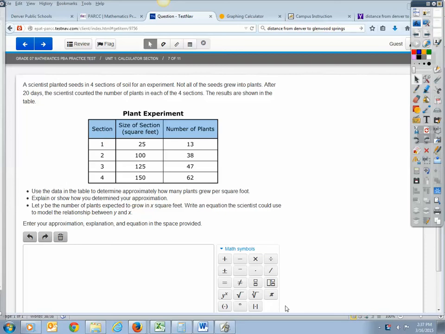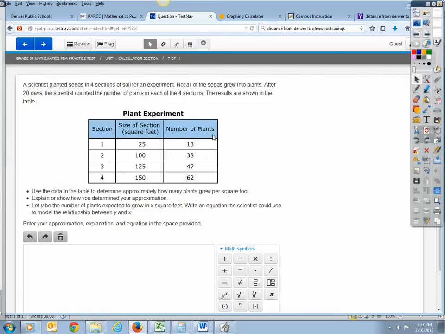So we have the size of the section, and we have the number of plants. And then it says, use the data in the table to determine approximately how many plants grew per square foot. Explain or show how you determined your approximation, and let y be the number of plants expected to grow in x square feet. Write an equation the scientist could use to model the relationship between x and y. Enter your approximation, explanation, and equation in the space provided. Now this is a lot going into one math box.